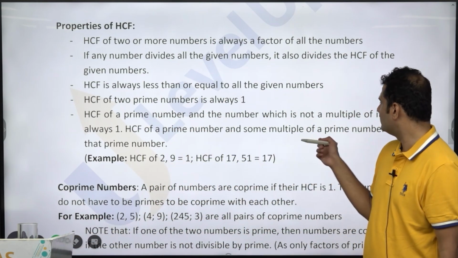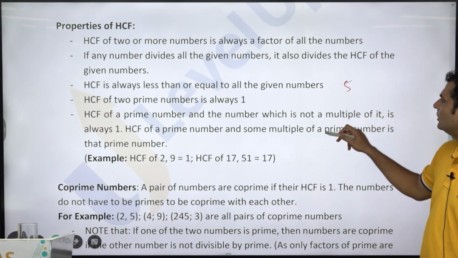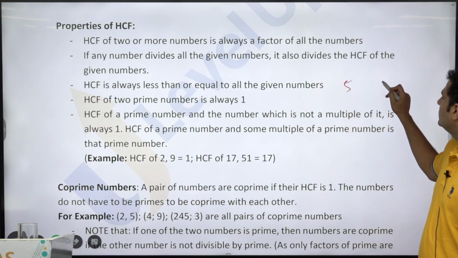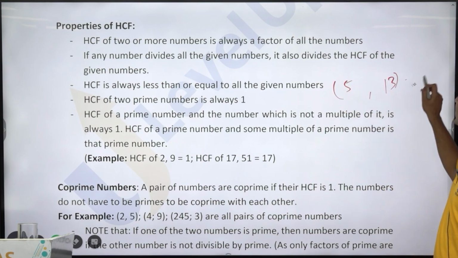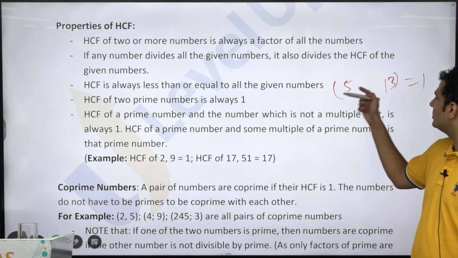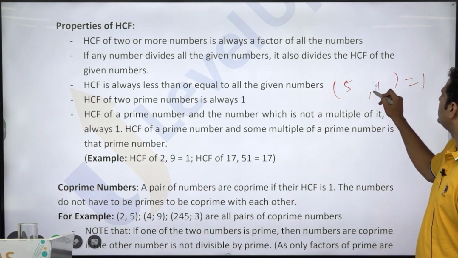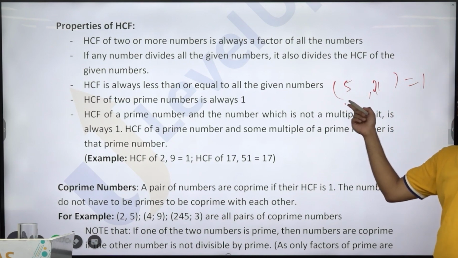HCF of prime number and some multiple of prime number is prime number. मतलब क्या बोल रहा है, कोई प्राइम नंबर 5 और दूसरा नंबर जो कि इसका मल्टीपल नहीं है, तो इनका HCF क्या हो जाएगा, 1 ही हो जाएगा, क्योंकि ये इसका मल्टीपल नहीं है। कोई और ले लेते हैं, चलो 21, is not a prime ना, तो इसके कॉमन फैक्टर्स क्या है, 1 and 5.